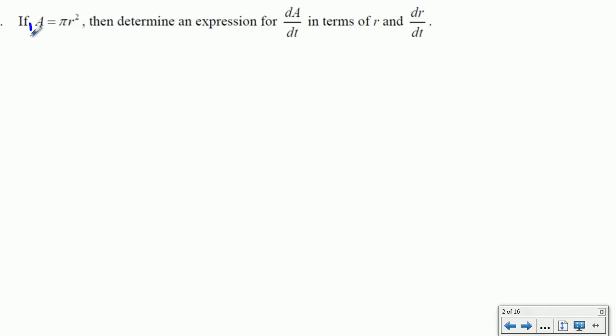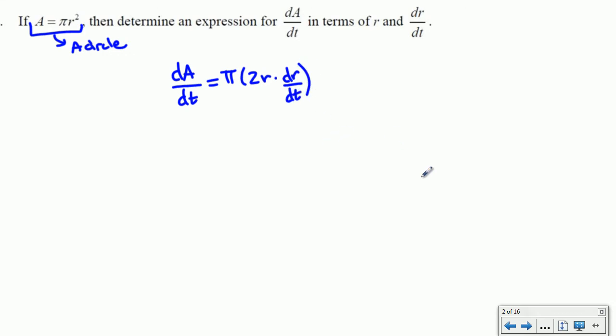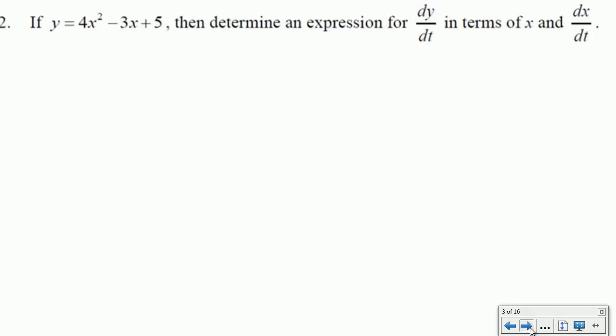So first example, you may recognize this as the area of a circle. Determine an expression for dA/dt in terms of r and dr/dt. So starting with this equation, we take the derivative of the whole thing with respect to time. So we would have dA/dt equals pi times, so r squared would give you 2r, and then we've got to do chain rule, dr/dt, and that's it. Okay, no further simplification required.